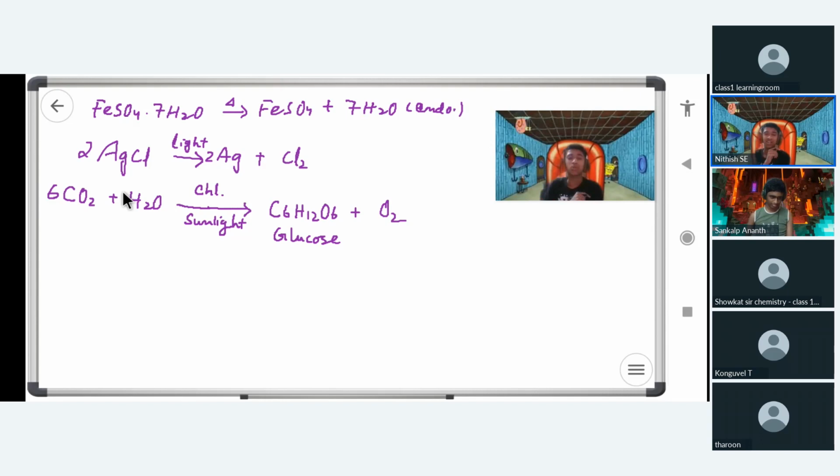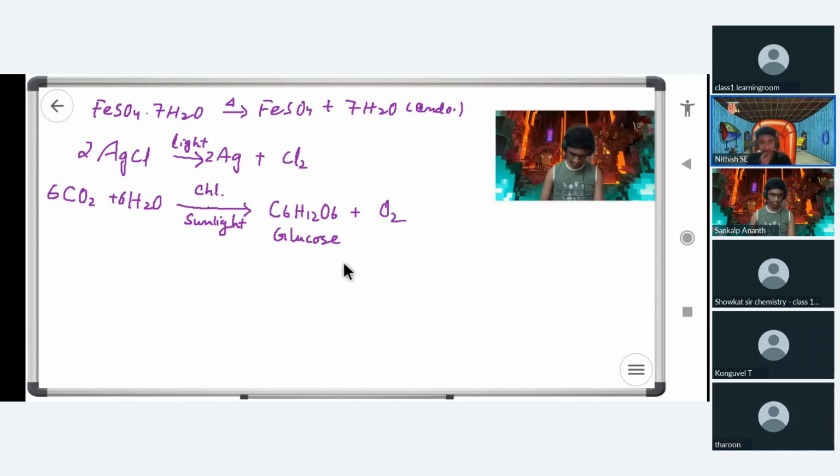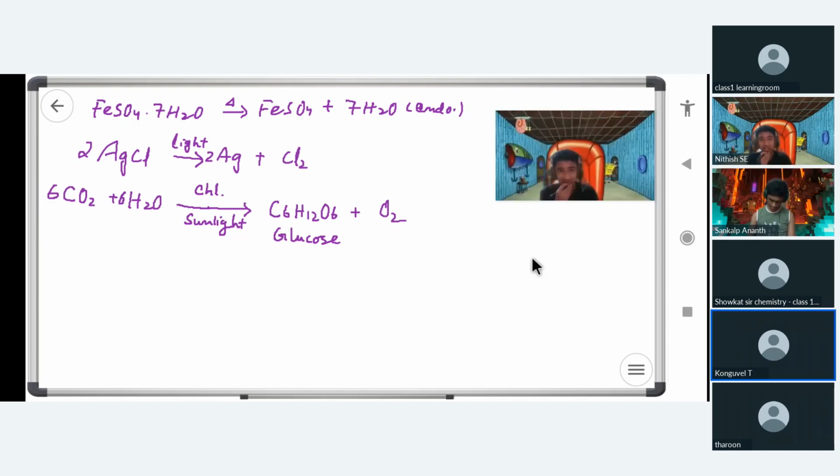C6H12O6 plus 6 times water, 6H2O, gives C6H12O6 plus 6O2. Is it now balanced? It is balanced, sir. Now 12 plus 6 is 18.